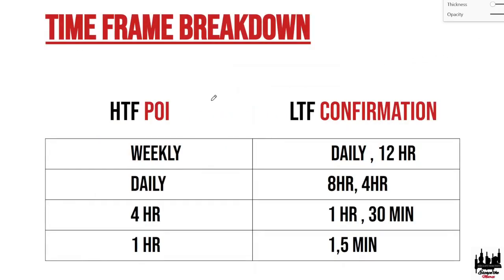So this is our time frame breakdown. If your higher time frame point of interest is the weekly, your lower time frame confirmations are the daily and 12-hour time frame. If your higher time frame point of interest is daily, then your confirmations would be 8-hour and the 4-hour. If the 4-hour is your point of interest, then your lower time frame confirmation would be the 1 hour and 30 minutes. And if the 1 hour is your point of interest, then the 1 minute and the 5 minute would be your confirmation.